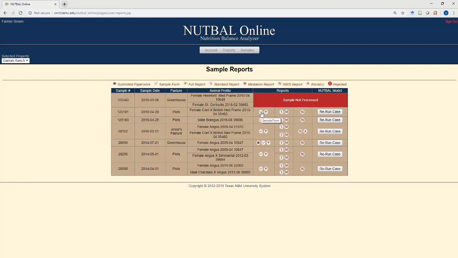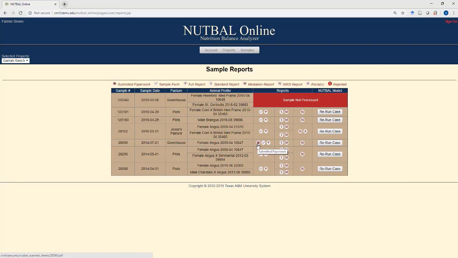But if you want to access your results report, which we'll do in a second, you would click on the full case report. It can be broken up into its standard report and remediation report, or just the NIRS results. You can also look at your sample form, and that's the generated copy based on the sample description information submitted with your sample. If you have any physical paperwork or a physical sample sheet you submitted with your sample, we will scan it in and it will be accessible through this icon as well.